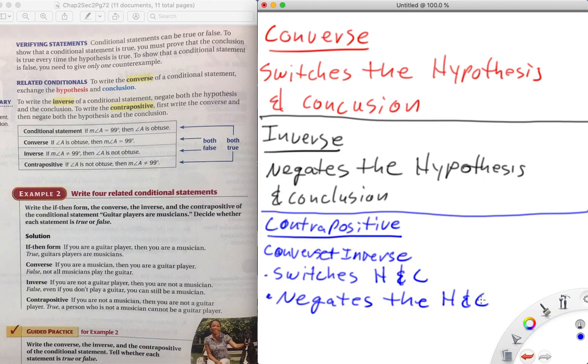It does both. So we have the regular conditional statement, your if then. Then we have the converse, which switches the hypothesis and the conclusion. Then you have your inverse that negates the hypothesis and conclusion. And you have your contrapositive that does both. It switches the hypothesis and conclusion, and it negates after it switches the hypothesis and conclusion.